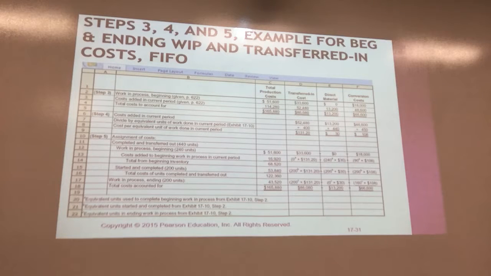Then in step 5, the first thing I do is bring down what was in beginning inventory. So that first line in step 3 comes straight down to step 5. And then I take the equivalent units from step 1 and 2, multiply them by the cost per equivalent unit in step 4, and that's how I fill in the chart for step 5. Okay? Does everybody understand how we did that? Yes, no, maybe. Hopefully straightforward, right?